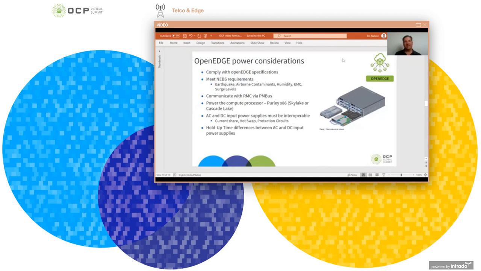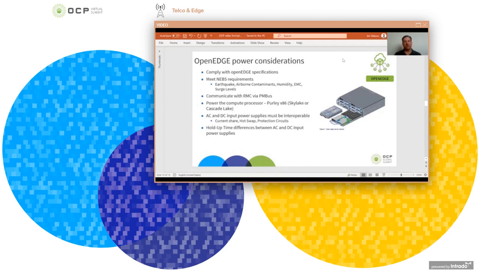So now we'll get into the details of the openEdge in terms of the power considerations. On the right shows an example of the chassis for openEdge. The two redundant power supplies are shown on the left side, and then you can see where the servers are actually plugged into the chassis as well.